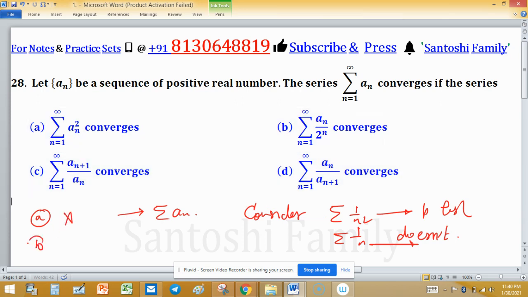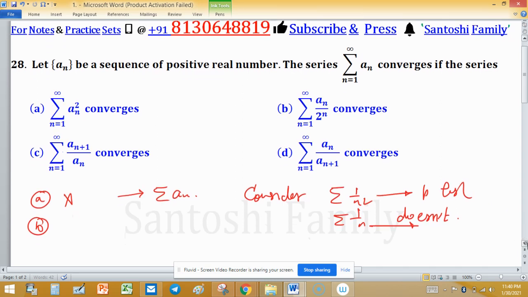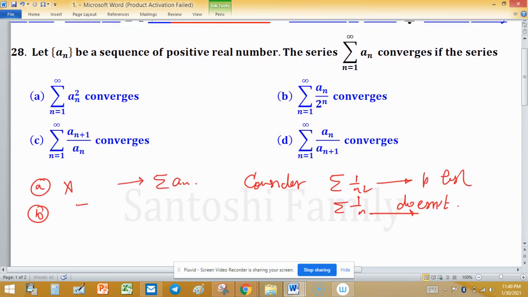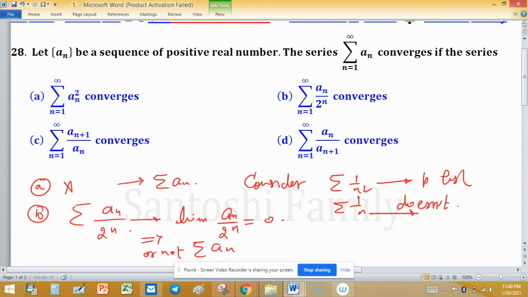Now come to option B. Option B says summation a_n upon 2^n converges. It means the limit of a_n upon 2 raised to the power n will be 0. It is clearly understood. Now, does this convergence imply the convergence of a_n?